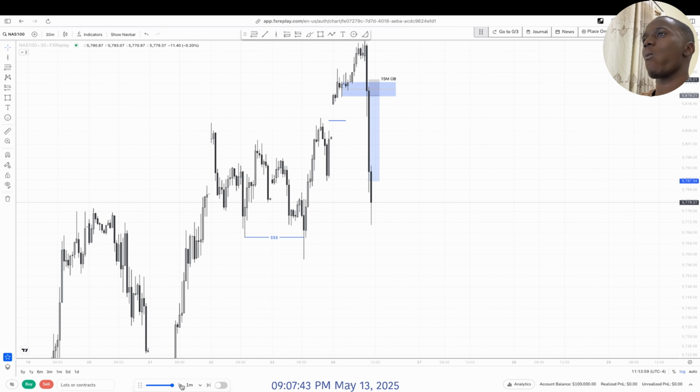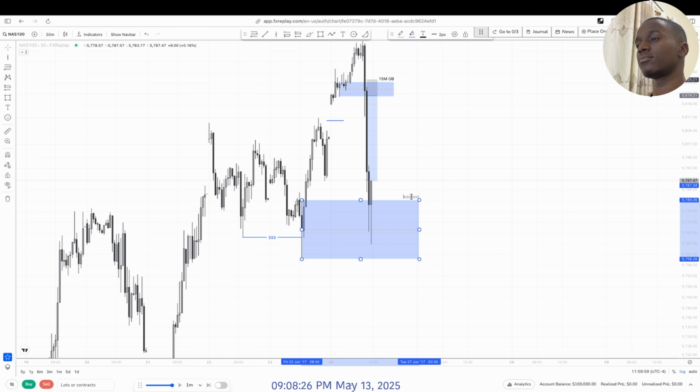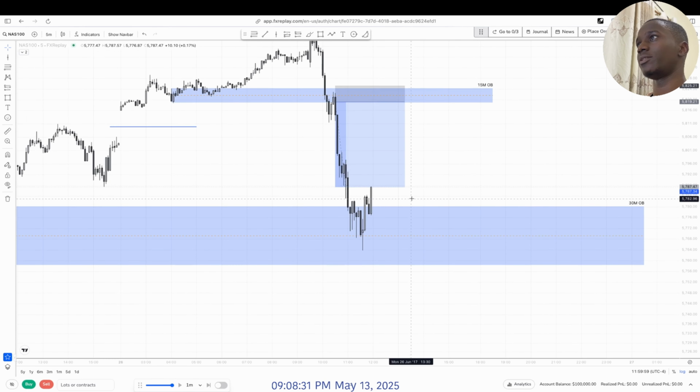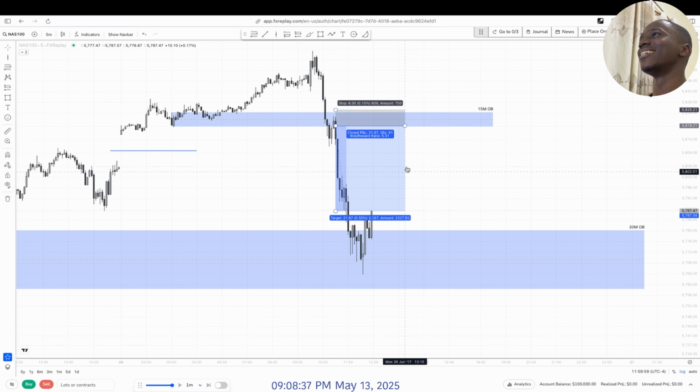As you can see, so when we go to the 5 minute, actually before we go, we can mark this OB. 30 minute order block. 5 minute, you can see that we are respecting it. Wow, fair value gap retest. So let's remove this.